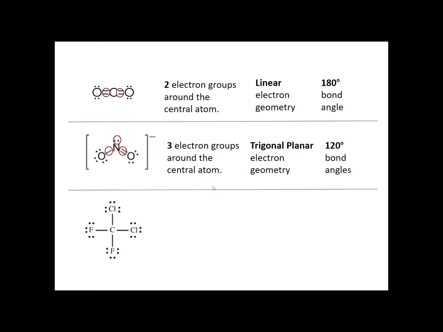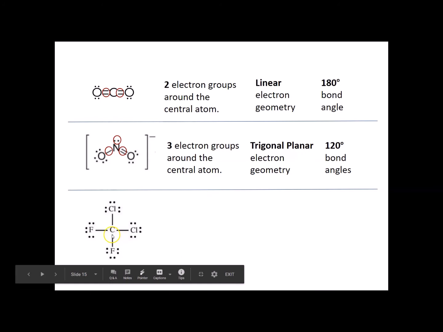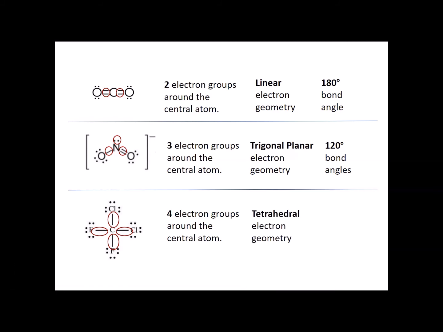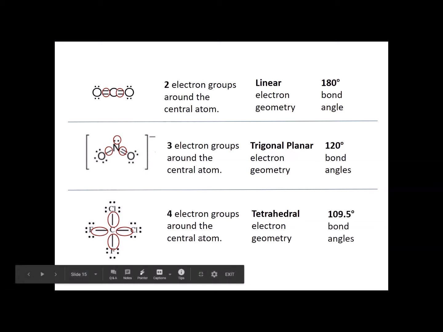Here's a nice one. We have a central carbon, and we're only concerned about the central carbon. Whenever we're asking you in this class for electron geometries or molecular shapes, only consider the central atom. Well, this one's kind of straightforward. You only have 4 single bonds. There's no lone pairs to worry about. Whenever you have 4 electron groups around the central atom, we're talking about tetrahedral electron geometry. And as you may recall, that gives us 109.5 degree bond angle separations.